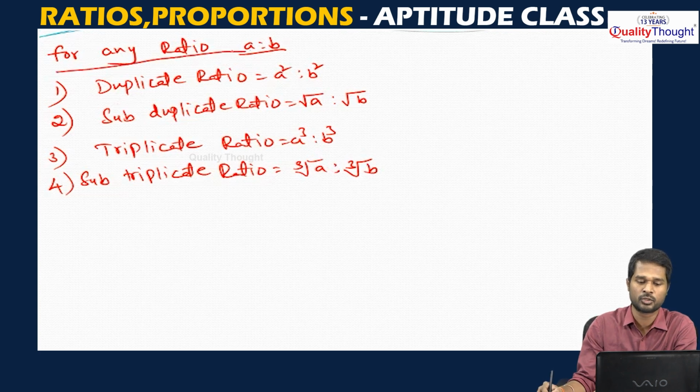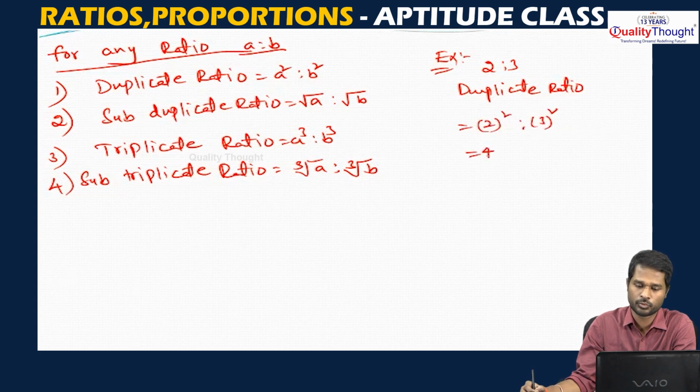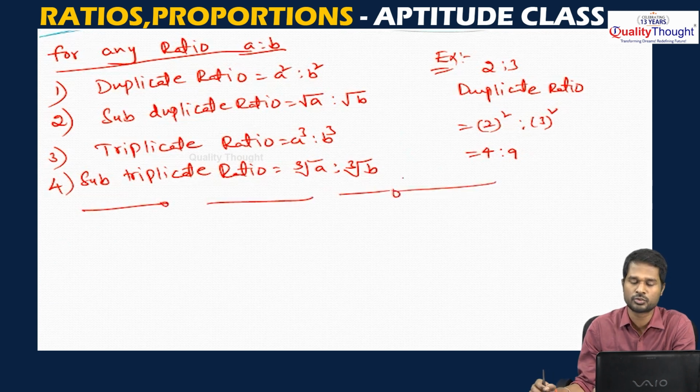If it asks us to find the duplicate ratio, sub-duplicate ratio, triplicate ratio, sub-triplicate ratio, let's take an example. For example, I have a value like 2 is to 3. For this, the duplicate ratio is written as 2 square is to 3 square. That is, 2 square is 4 and 3 square is 9. So this is how the duplicate ratio is calculated. Similarly, the sub-duplicate ratio means square root of 4 is to square root of 9. That way we can calculate this. So this is the duplicate ratio and sub-duplicate ratio of the given ratio.